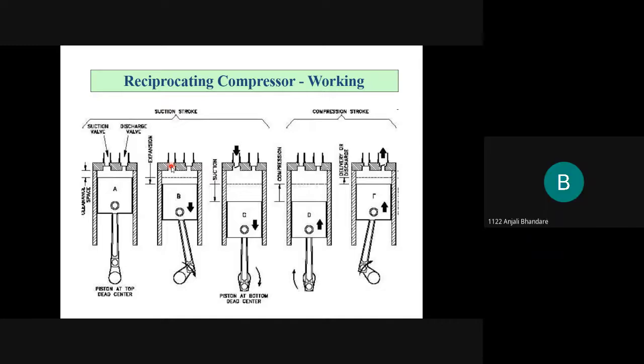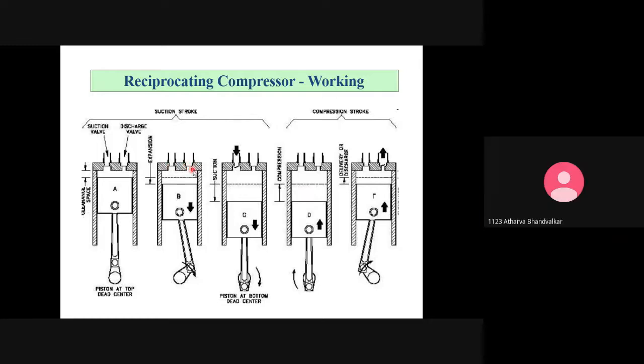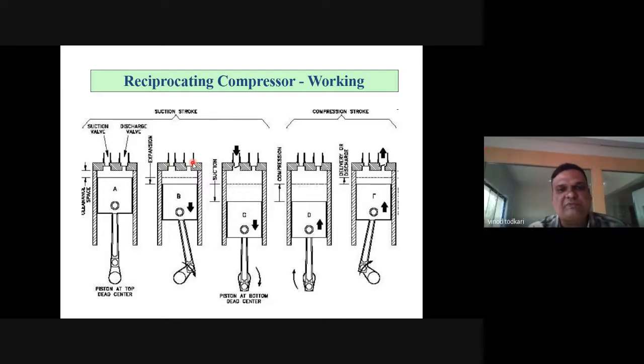It is called the inlet valve, or intake valve, or suction valve. There are two or three names given to the same thing. Okay, what is the name of this? Discharge valve, or outlet valve. Inlet valve or discharge valve.